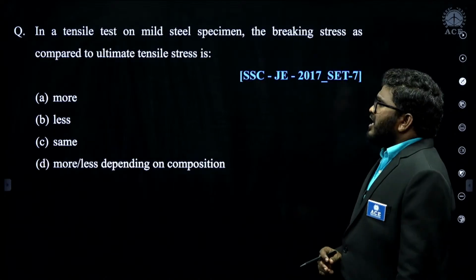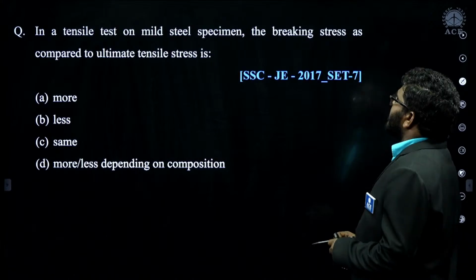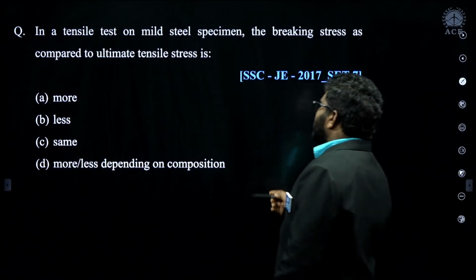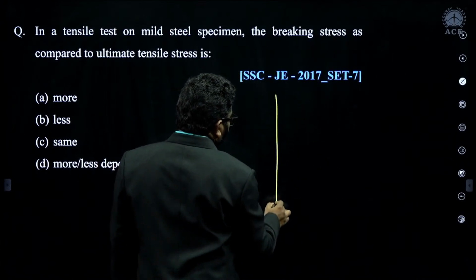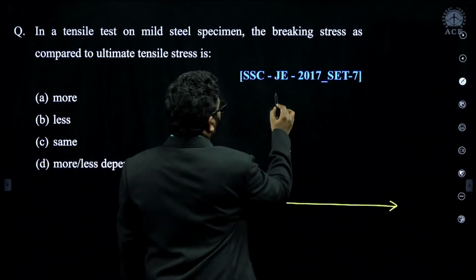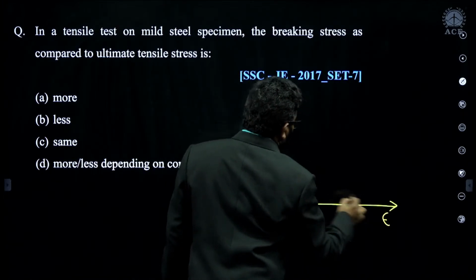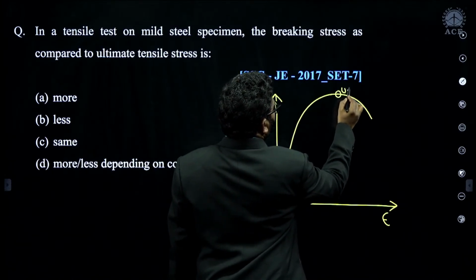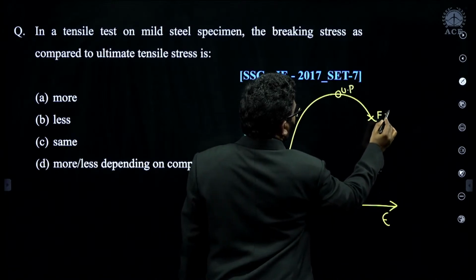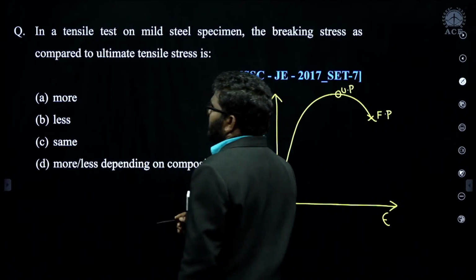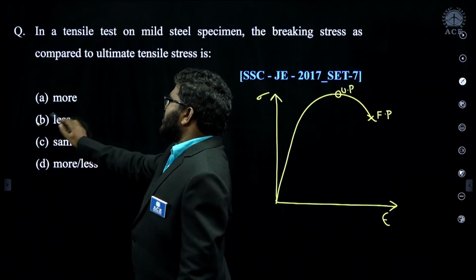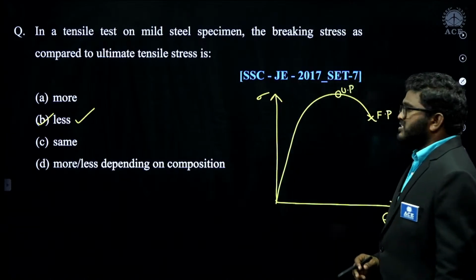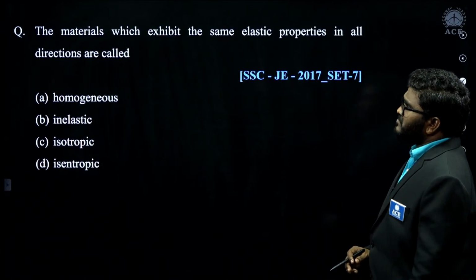Now, in a tensile test on a mild steel specimen, the breaking stress as compared to the ultimate tensile stress. See, let us consider the stress strain curve. The stress strain curve is like this. So this is the ultimate point, and this is the fracture point. So the fracture point stress is less than the ultimate point. So B is the correct answer for this question.